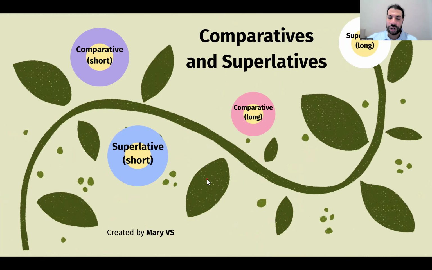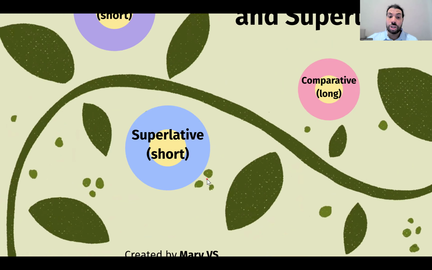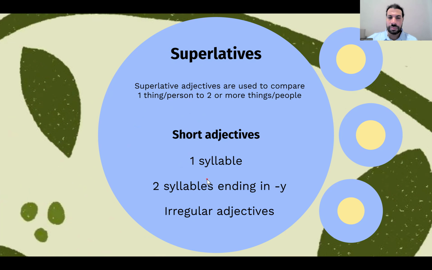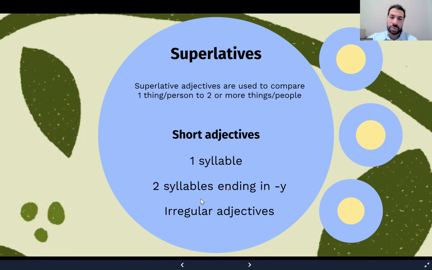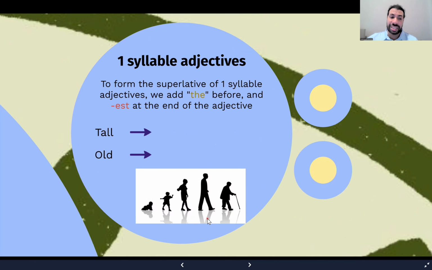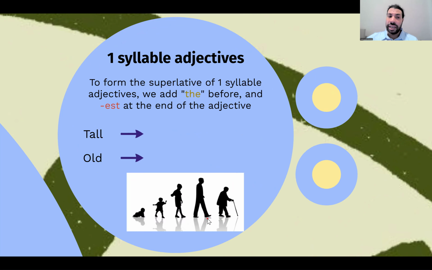Let's go for the superlative. One syllable, two syllables, and then ending in Y and irregular as well. So first of all, let's go to one syllable, tall. Here, in the superlative, I'm comparing between one and the other group. For example, tall, it would be the tallest. Ali is the tallest boy in the class. Old, so my grandpa is the oldest person in my family.